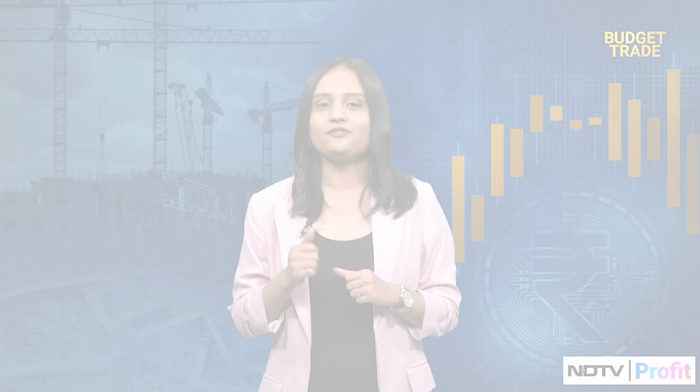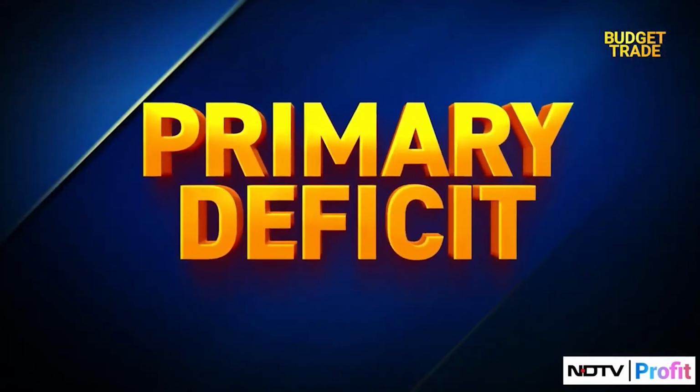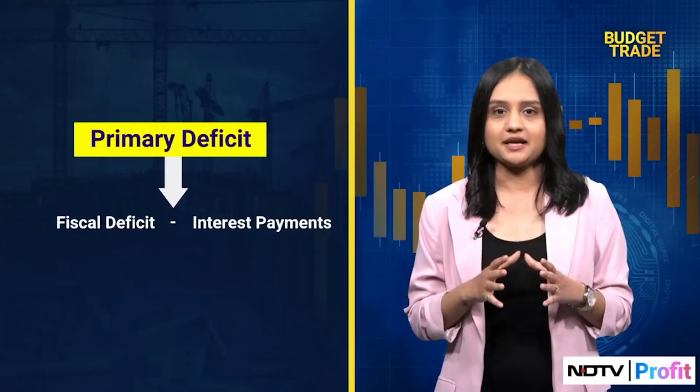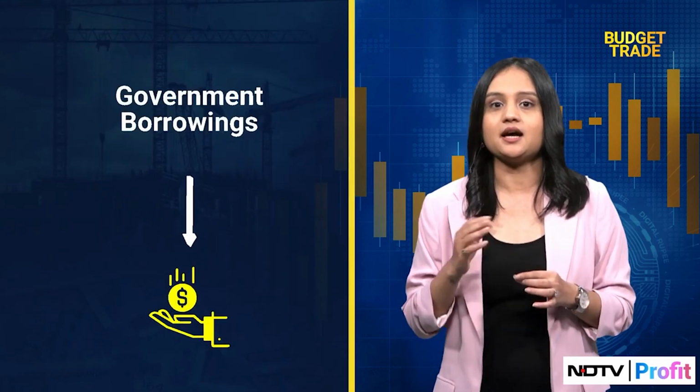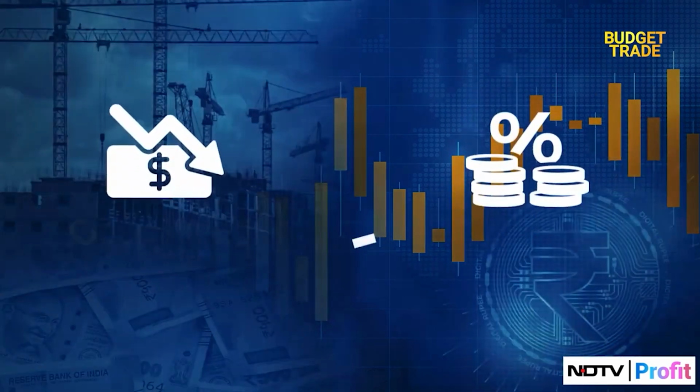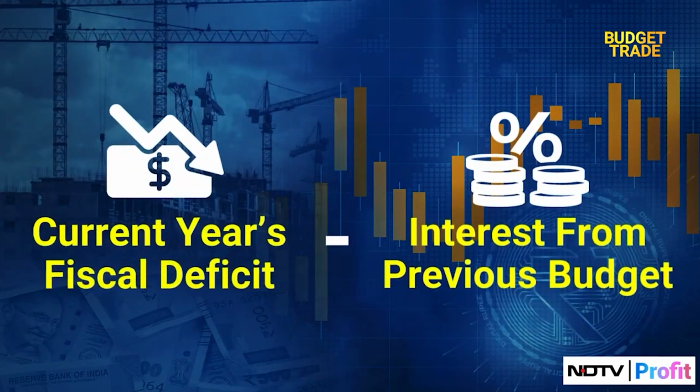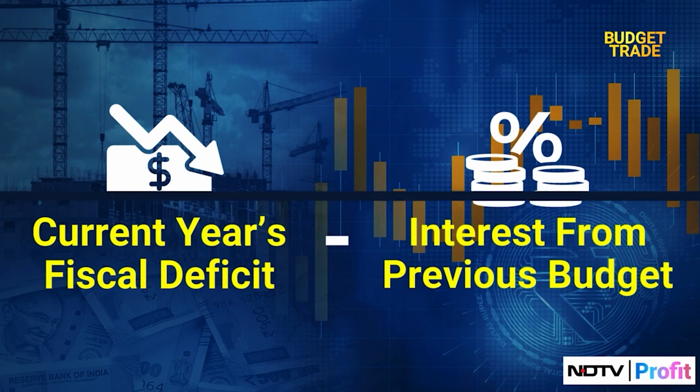These are some of the key words that you'll hear about when the Union Budget is discussed in July. The first word is primary deficit. The primary deficit is the fiscal deficit minus interest payments. It tells how much of the government's borrowings are going towards meeting expenses other than interest payments. In other words, it is the difference between the current year's fiscal deficit and the interest that had to be paid in the previous year's budget.